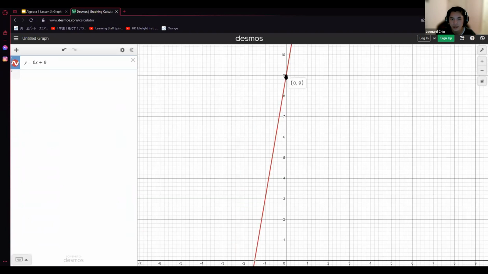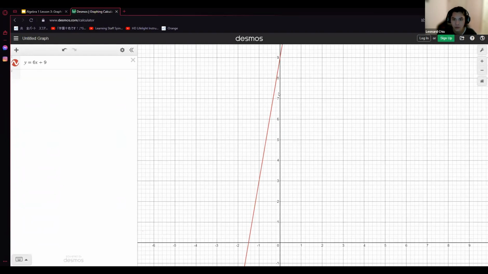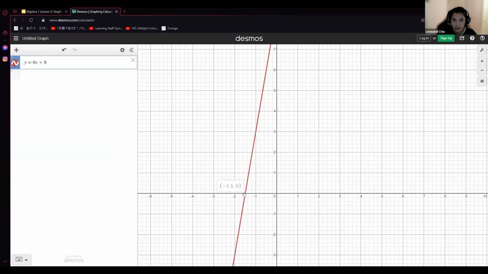Right here, we see our intercept, 0, comma 9. That's our y-intercept. So again, y-intercept is when x equals 0, so it will be right here. Now this value right here is called the x-intercept. The x-intercept is when y equals 0. So when y equals 0, x equals negative 1.5.